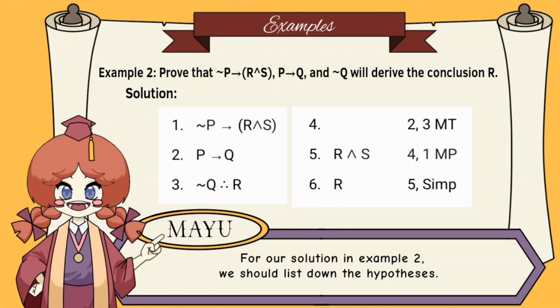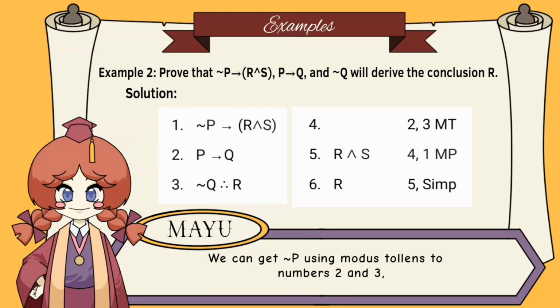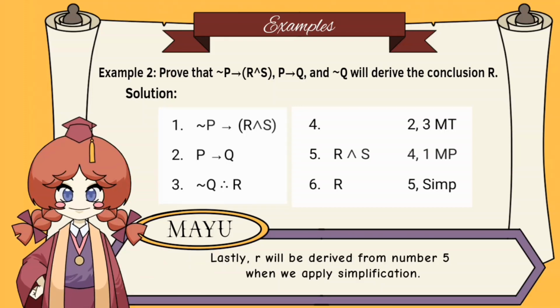For our solution in example 2, we should list down the hypotheses. We can obtain the following by applying the rules of inference. Using modus tollens to numbers 2 and 3, we can get not P, and use modus ponens to numbers 4 and 1, to have R and S. Lastly, R will be derived from the application of simplification in number 5.